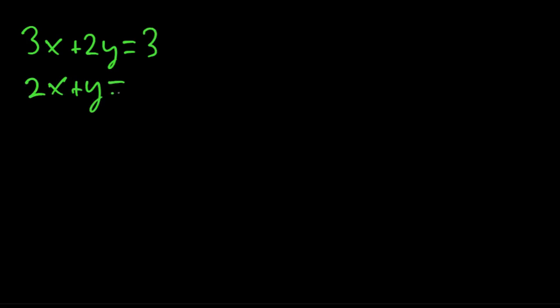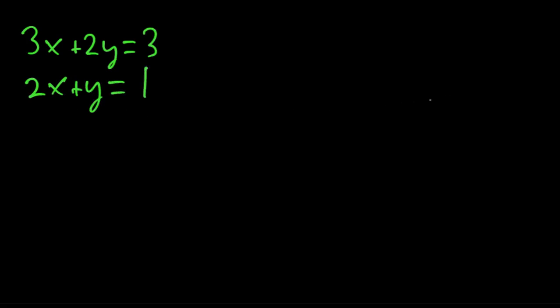So today I'll be showing you how to solve simultaneous equations. There are two methods, the subtraction method and the substitution method. So let's start off with the subtraction method. Here's an example. 3x plus 2y is equal to 3, and 2x plus y is equal to 1.